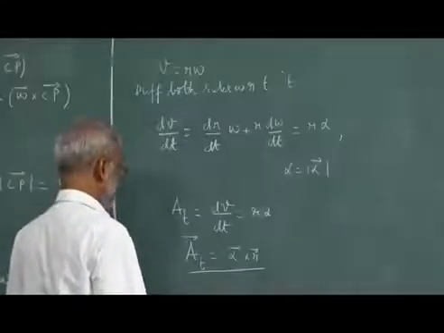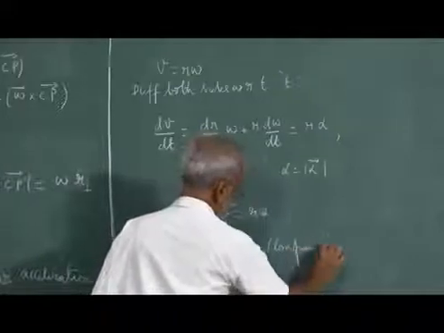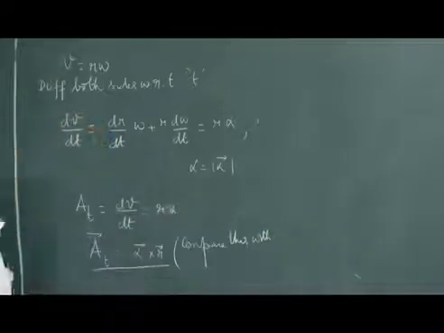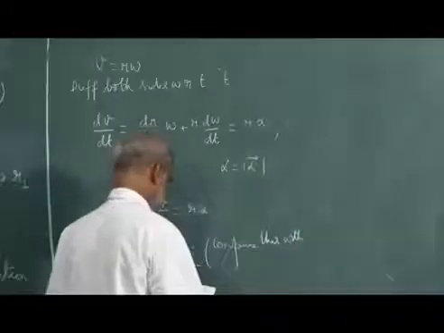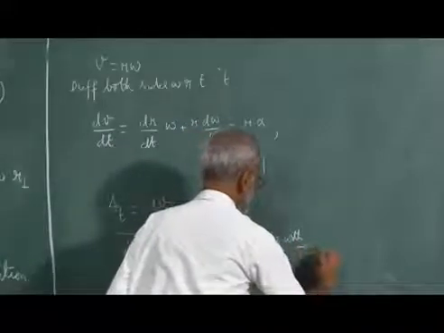Now, I will only indicate that, compare this with, sometimes life is easy if we make use of analogies, but we need to check. v is omega cross r.